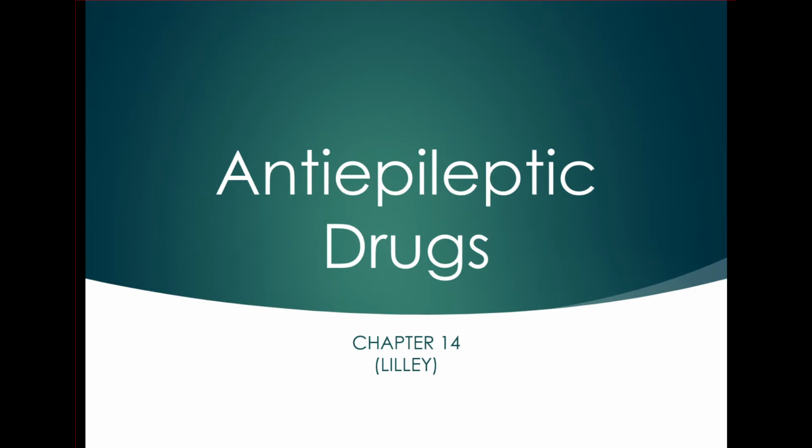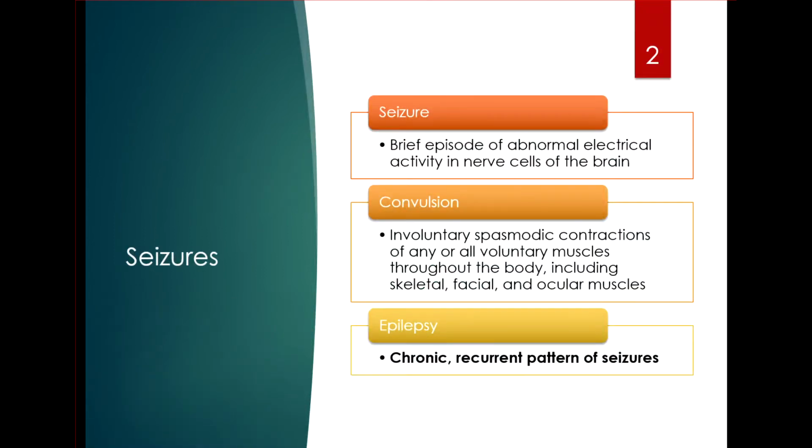So, we are going to be focusing on the content that comes from the pharmacology book authored by Lilly et al. in chapter 14. Just to give us a brief overview, we would use AEDs, anti-epileptic drugs, usually to control seizures, and seizures are brief abnormal electrical activity in the nerve cells of the brain.